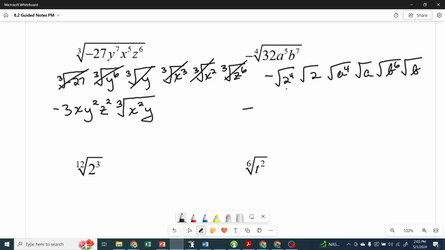So negative square root of 2 to the fourth is 16. Square root of 16 is 4. Right? So we got rid of that. Square root of a to the fourth is a squared. Square root of b to the sixth is b cubed. What do we have left? Square root of 2ab.